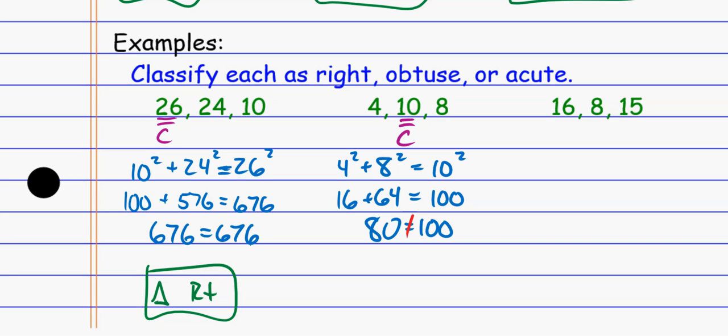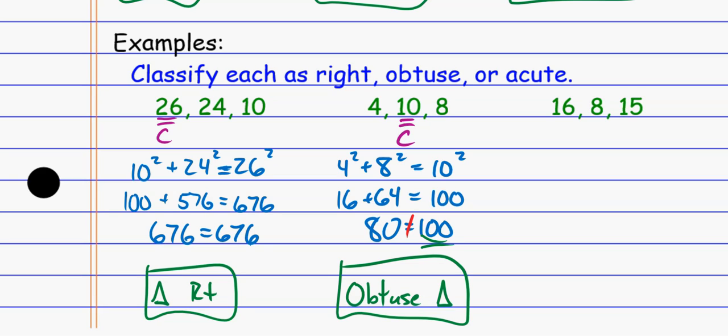But let's think about what went wrong here. Why is this not a right triangle? It's not a right triangle because the hypotenuse side, the 10, ended up being too big. And if the hypotenuse is too big, then the angle across from it is too big, which means instead of a 90-degree angle, I'll have a bigger angle. So this is an obtuse triangle. Anytime the hypotenuse side is too big, it's going to be obtuse.